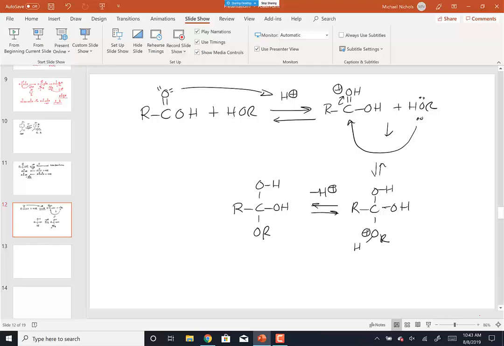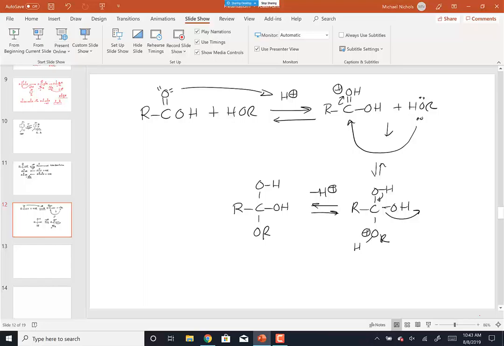You might say, well, you've been doing this. You've been taking this pair of electrons and moving down here and kicking off that group. Right? That's what I have been doing. Is that going to work here? Here's a hint. If it did, I would have. That's what I would have done. But why won't that work? OH is not a good leaving group.